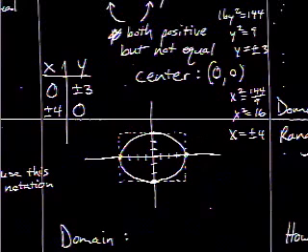Now, I know if you look in the book, you're going to see that they made a table, and they put in a lot more values than just 0 for x and 0 for y. For your circles and your ellipse, you don't really need to do that.